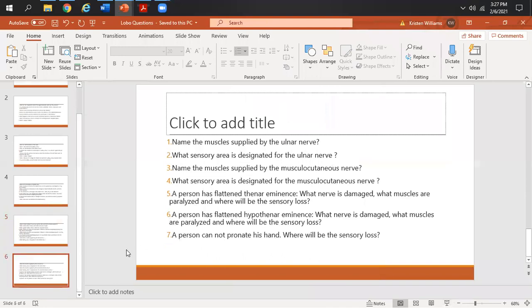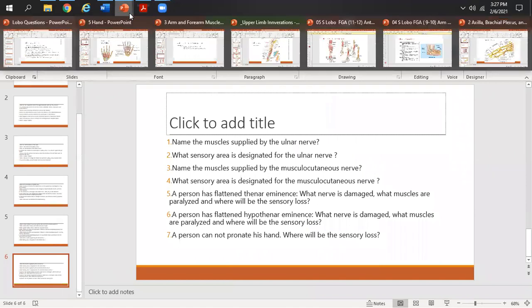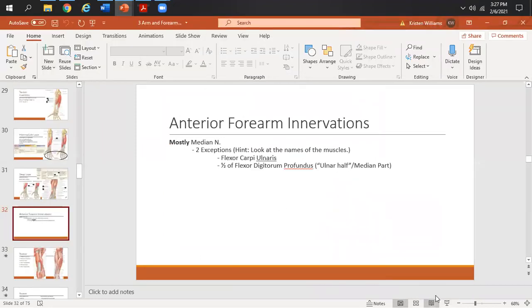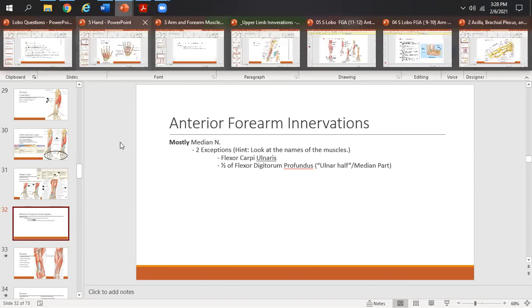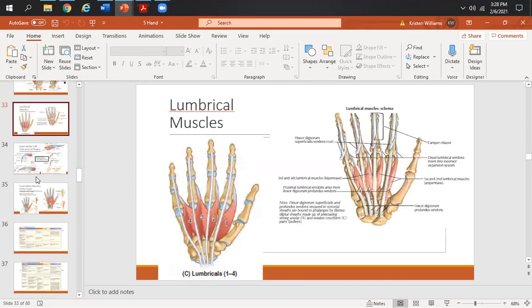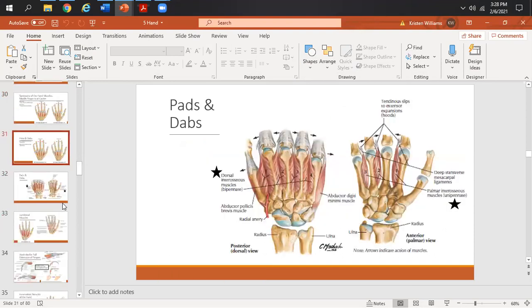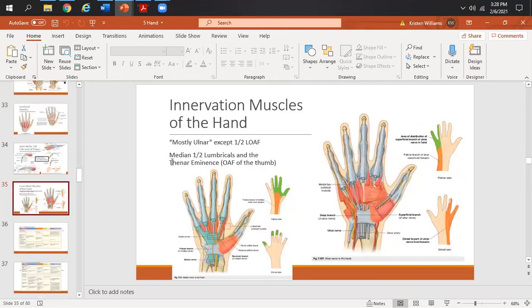Next question. Name the muscles supplied by the ulnar nerve. Okay. So we kind of already went over this, but we'll do it again. So remember your 1.5 muscles that are innervated by ulnar nerve in the anterior forearm are the ulnar half of your flexor digitorum profundus, as well as your flexor carpi ulnaris. And then the rest of the muscles innervated by ulnar are in the hand. So if it's not the 1/2 loaf in the hand, then it's innervated by ulnar nerve. And there's quite a few muscles. So let's talk about those.